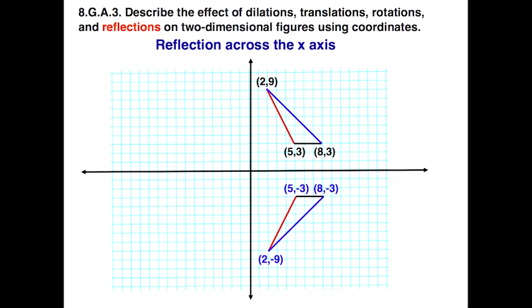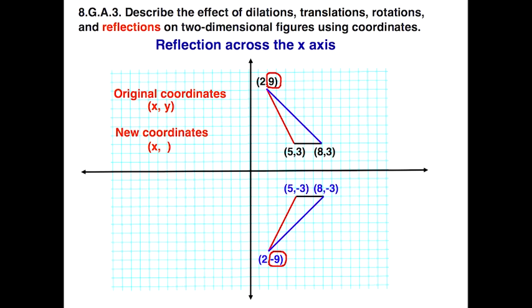If we examine what happens with the x coordinates, both of these x coordinates are still 2. Both of these are still 5. And the new x coordinate here is still an 8, like the original. So if we let x and y be the original coordinates, so far the x coordinate stayed the same.